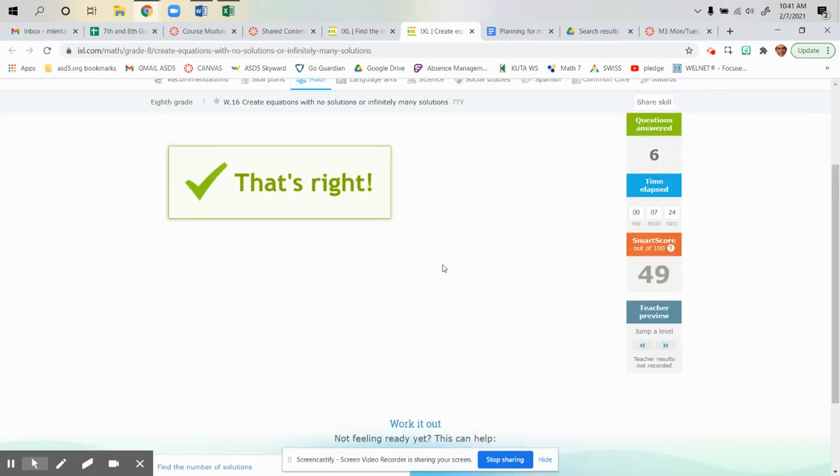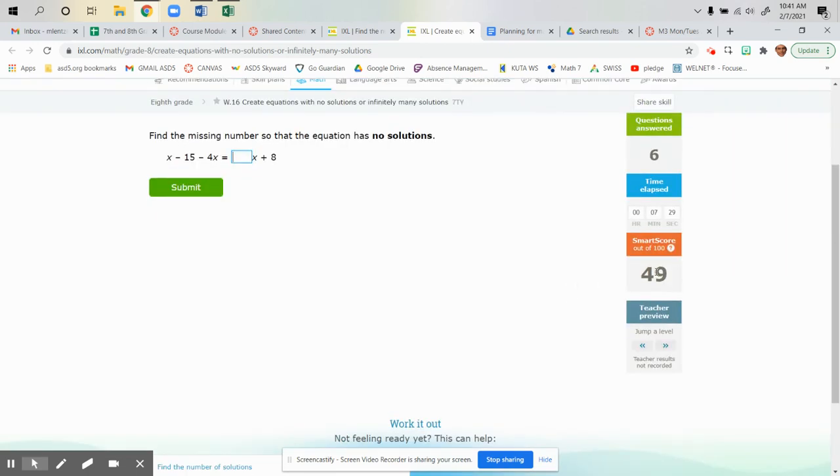Okay, and remember, I've been talking about it on IXL. As you keep getting them right, I don't know the exact numbers, but you start getting into the next level. You can see, because I'm a teacher, it says jump a level. So I can jump up to harder problems. As you can see, I must have bumped up into a harder problem because now I have multiple steps.